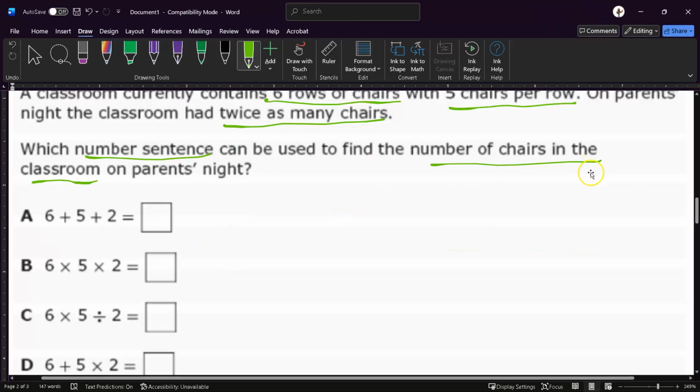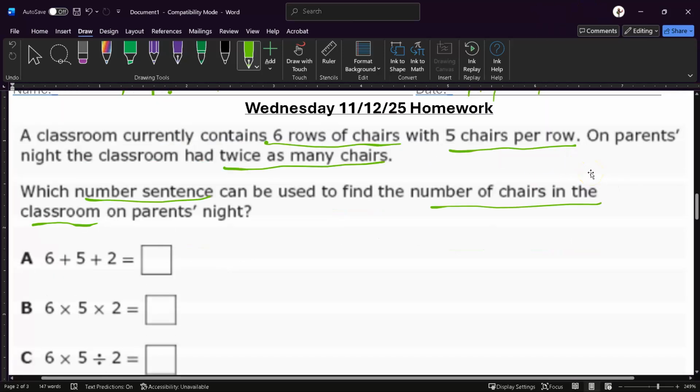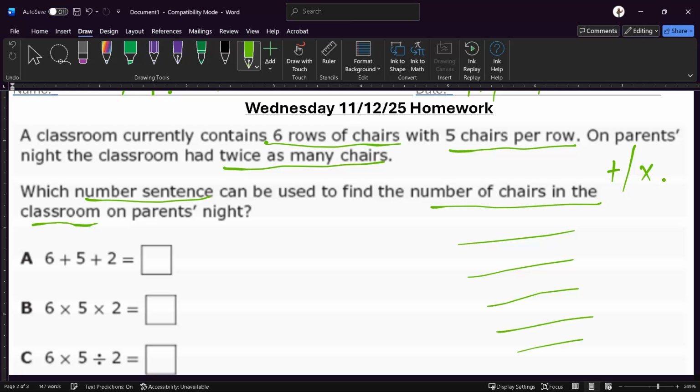So if we take a look at this problem, first thing, do we have a total? No, we do not have a total. So if we say no, we don't have a total, we're going to add or multiply. Now we have to figure out what we're going to add and multiply. So we know there's 6 rows of chairs, so I'm going to make 6 rows. And there's 5 chairs per row. So there's 5.